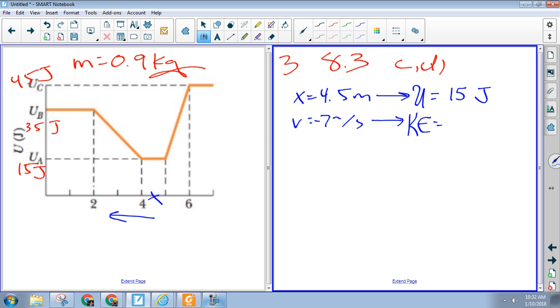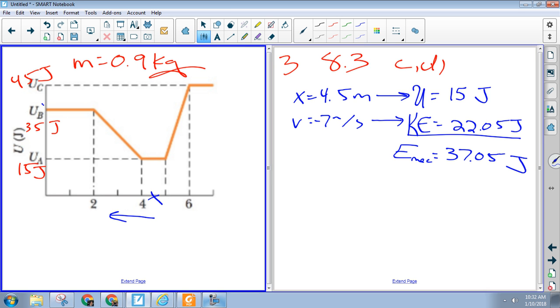So 1/2 mv squared, so you're going to get 0.45 times 49, which gives you 22.05 joules. So it looks like my total mechanical energy is going to be 37.05 joules. I'm sure you could just round that to 37 and be fine. But all right, everybody good up to there? Okay, so if we draw that in, it's going to be right here, right?